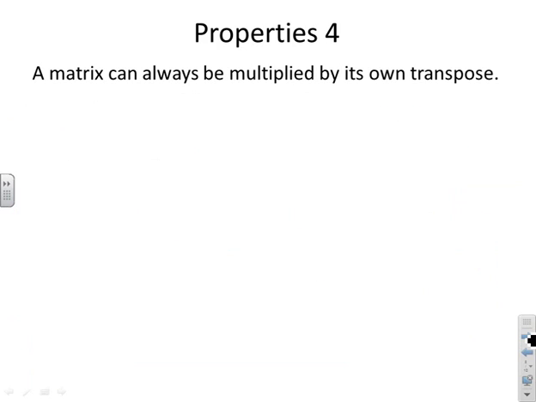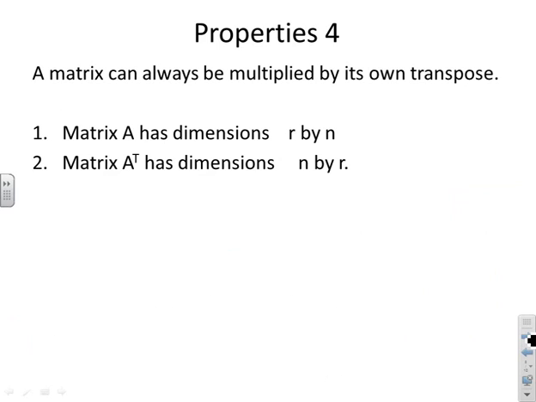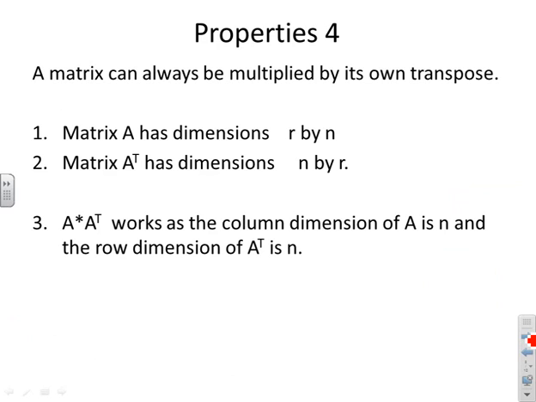Property 4. A matrix can always be multiplied by its own transpose. Matrix A has dimensions r by n, and matrix A transposed has dimensions n by r. So if you want to do A times A transposed, then on the left you've got r by n, and on the right you've got n by r. So clearly the two adjoining dimensions, the column dimension of the left and the row dimension of the right, are the same, so you can do the multiplication.